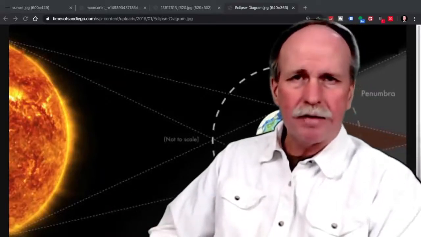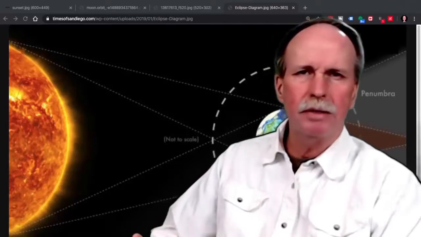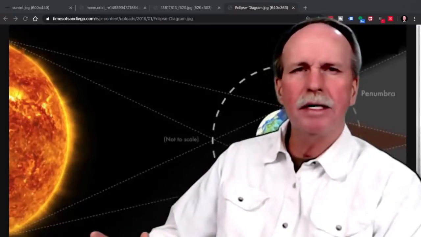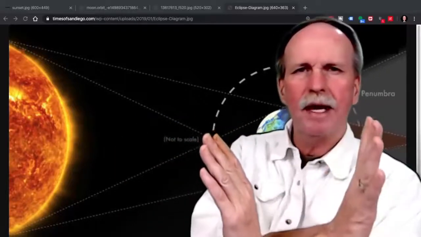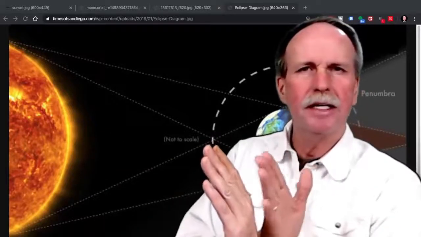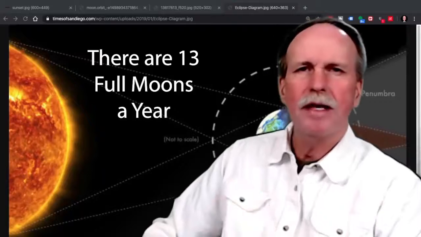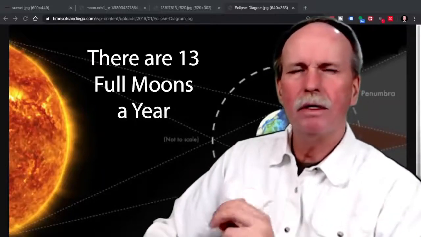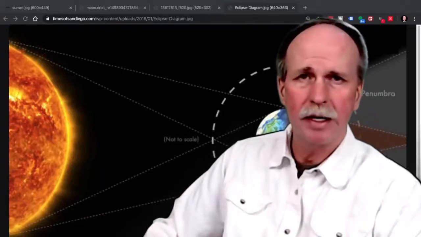Now, it should be rather obvious that the only time that a lunar eclipse can occur is during a full moon, because that's when the alignment is such that we have the sun, then we have the Earth, and then we have the moon. Now, normally, in that situation, on the night side of the Earth, we would see a full moon. And as a result of that, a lunar eclipse can only occur during the time that we would normally have a full moon on the Earth.